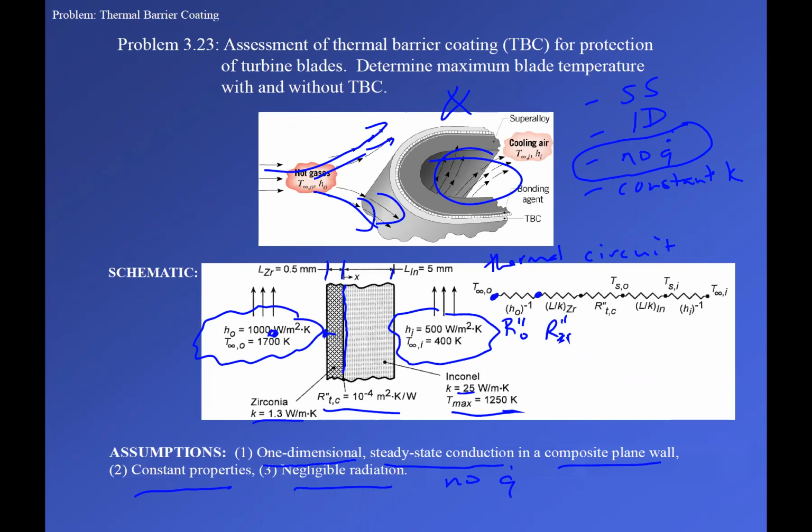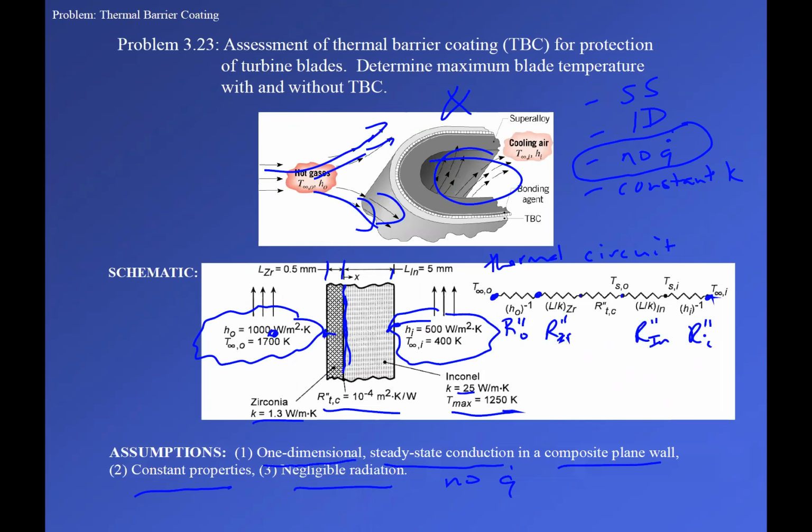Then we get to our contact resistance, which is across this. Then on the other side now, we have our Inconel, so that's Inconel's resistance. And then we have convection resistance on the inside. And that gets us to T infinity on the inside.